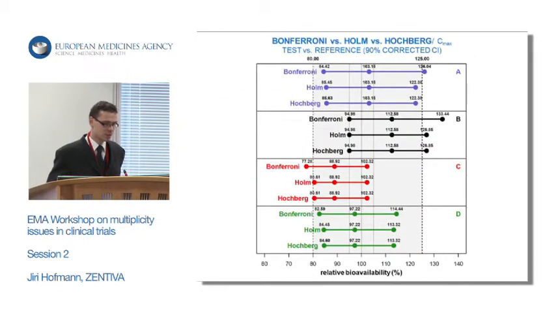I plotted here the 90% confidence intervals around the test to reference geometric mean ratio for each formulation A, B, C, and D. And what is obvious is that with the procedure of Hofmann-Hochberg the confidence intervals are narrower, and it has been previously shown that these procedures are more powerful than the procedures of Bonferroni.